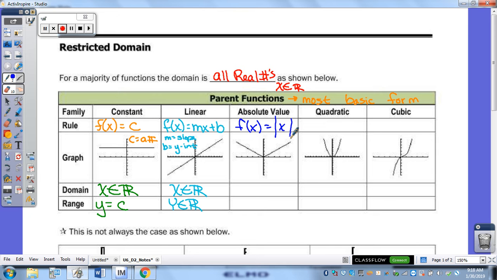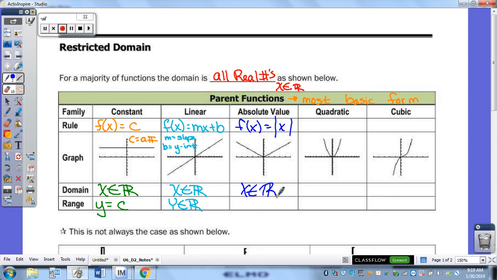Michael? Perfect. It's how far it is from 0. So it just turns whatever number you have into the positive version because you're just looking purely at how far from 0 am I, not direction. Positive, negative tells you direction. So again, domain, x is an element of the reals.